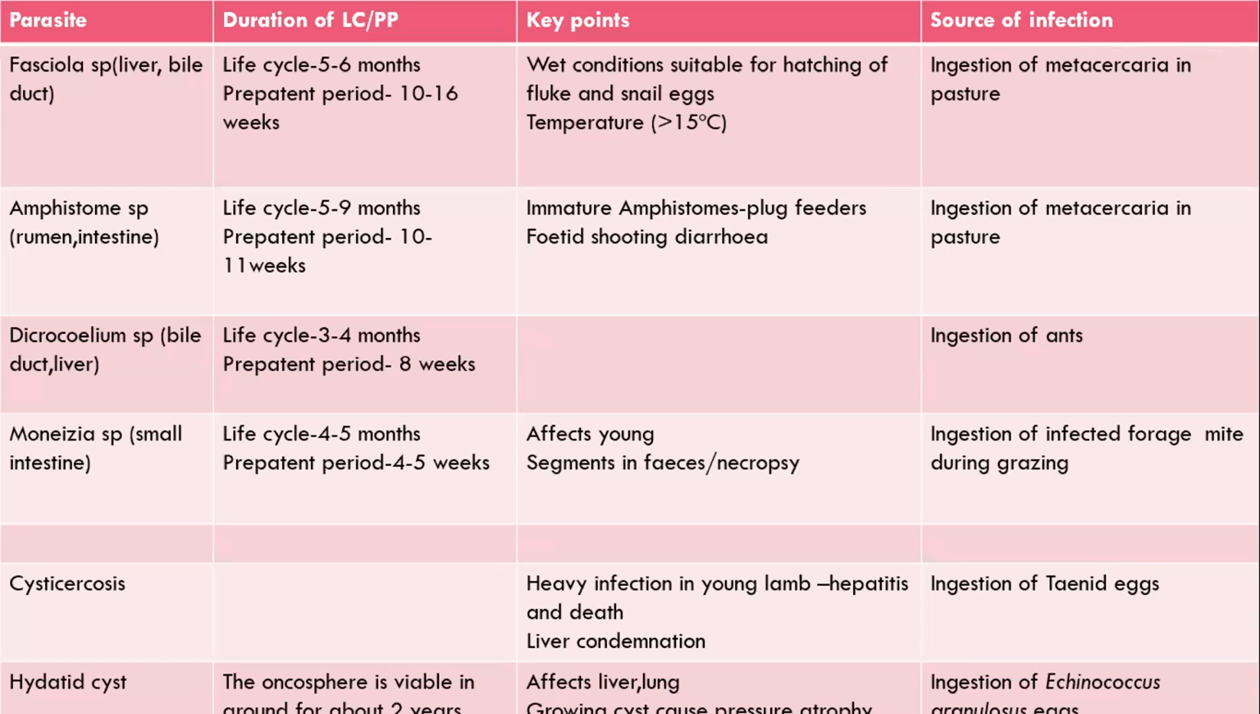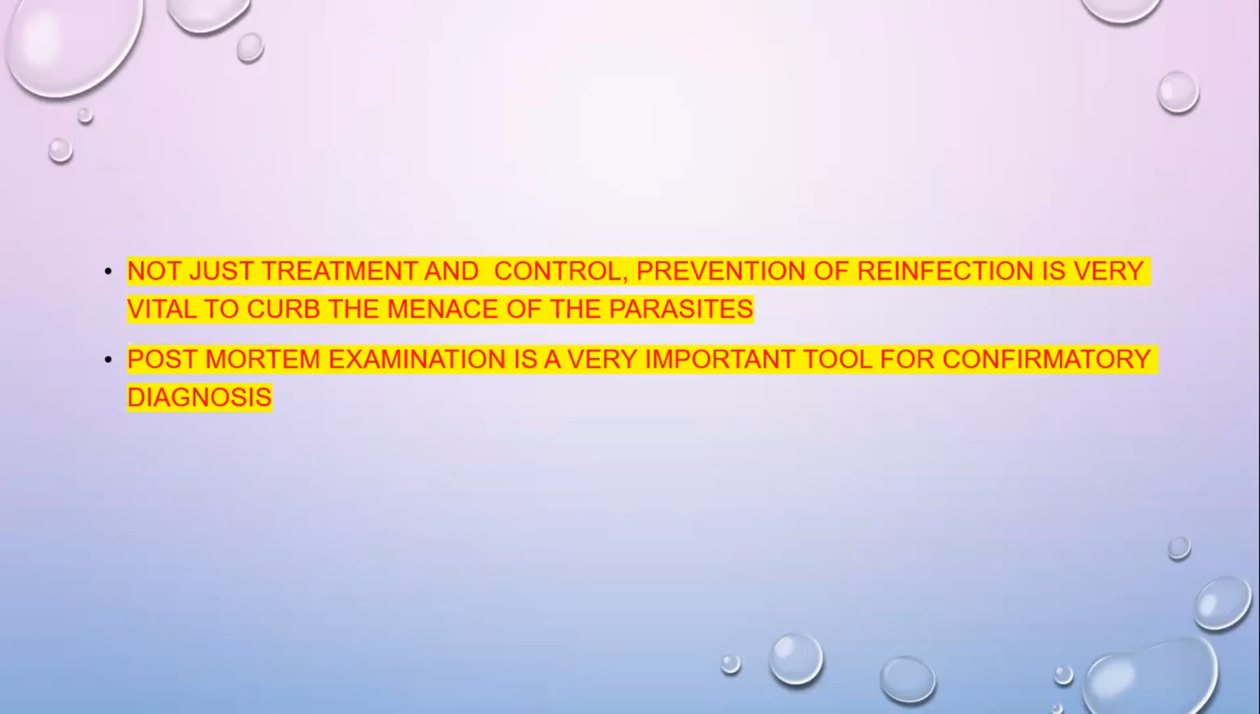The control of these flukes and tapeworms relies on breaking the life cycle of the parasite by proper grazing management, by making sure that our animals do not come in contact with the intermediate host, like snails in the case of flukes or others, which they gain access to during grazing only. So grazing management holds a very important aspect of control of these parasites. Not just treatment and control, prevention of reinfection is also very vital.